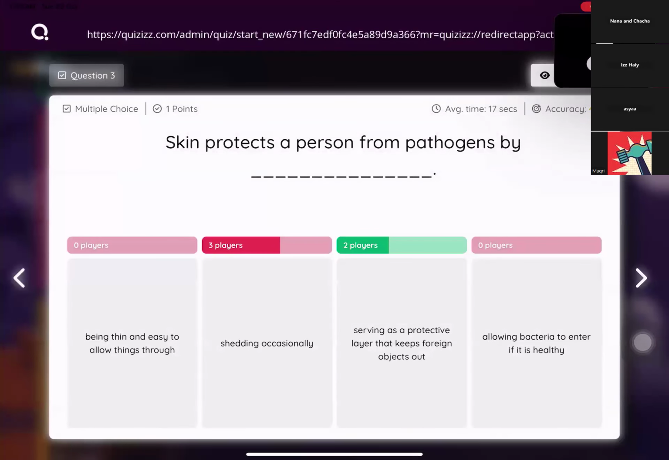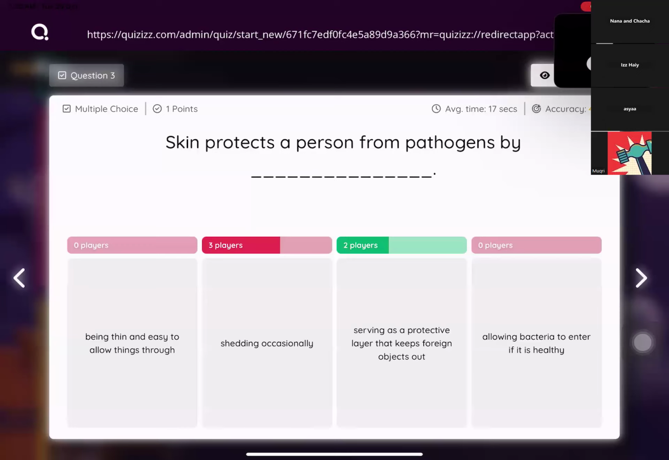Okay. Breaking is allowed to reverse, allowing bacteria to enter. Shedding occasionally is also correct. So there are two answers: shedding occasionally, and serving as a protective layer that keeps foreign objects out. Alright, any questions? Shedding occasionally, that one is also correct.